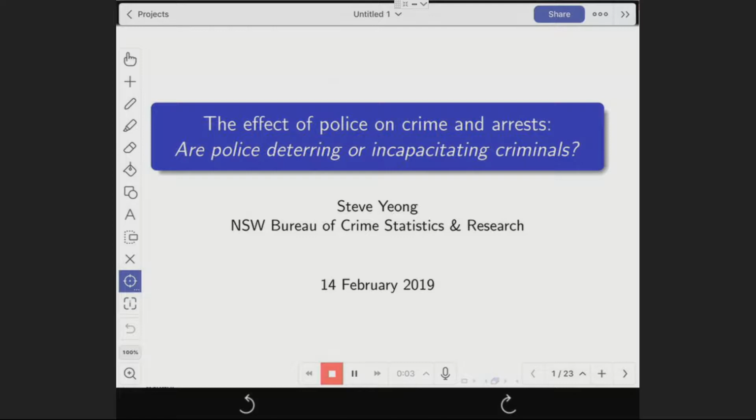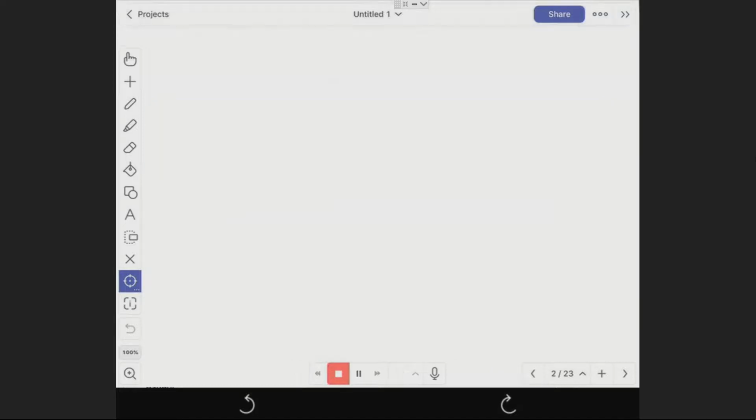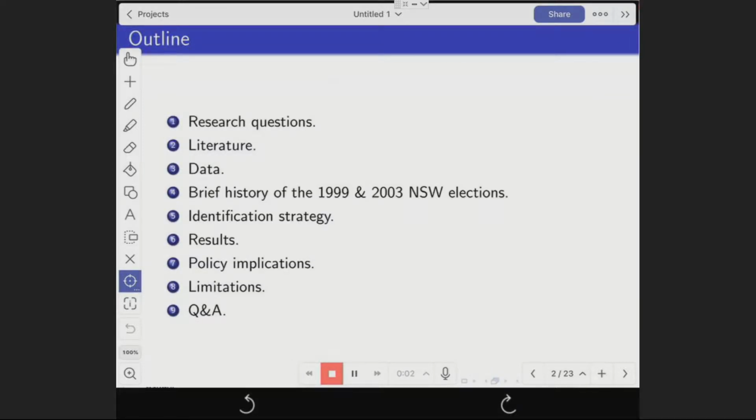All right, so as Felix said, we're looking at the effect of police numbers on crime and arrests. This is sort of the layout of the presentation. So first, we're going to outline the two research questions. I'll briefly summarize the literature. I'll go through the data.